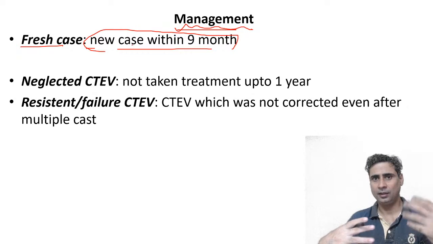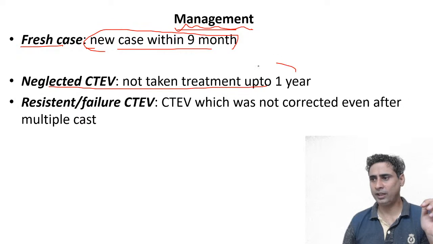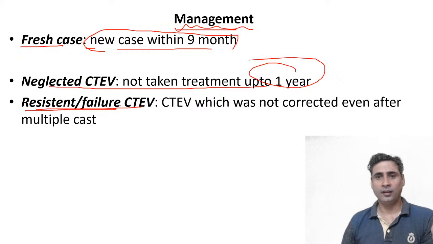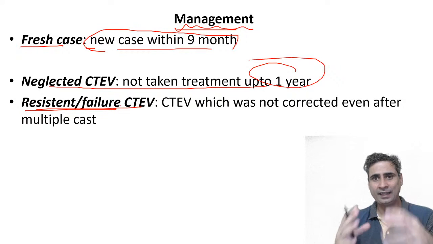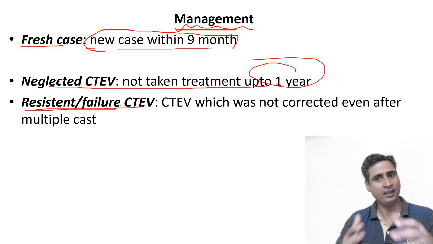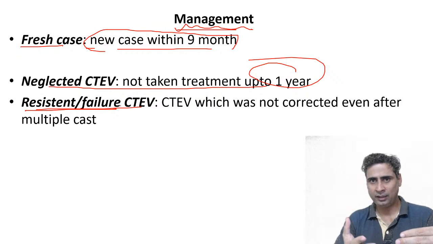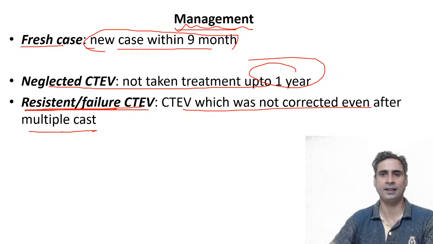Neglected case, where the child has not taken any treatment even up to the age of 1 year, that is neglected, the foot has been neglected. A resistant or failure case, where you have given proper corrective attempts to the foot, but it is not getting corrected, so it is resistant to correction. That is why the treatment has failed. So in a failure or resistant case, you have given the treatment but it is not getting corrected.